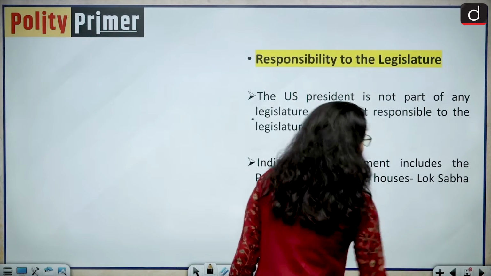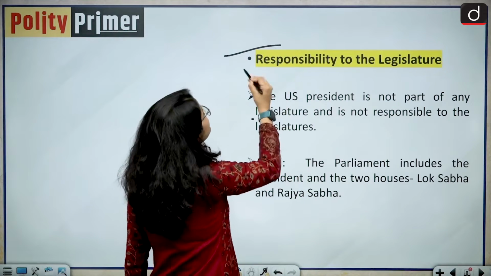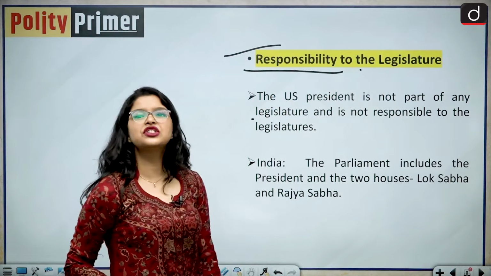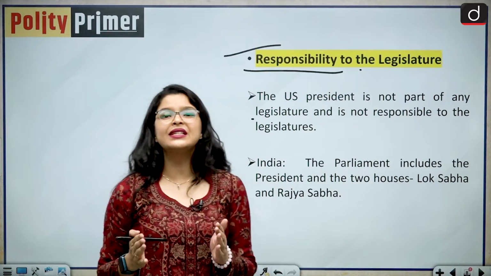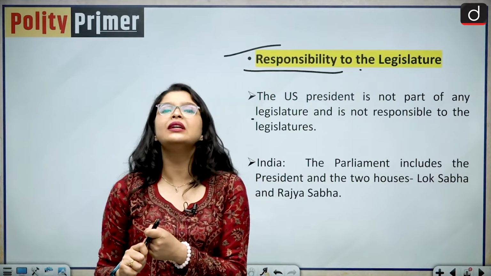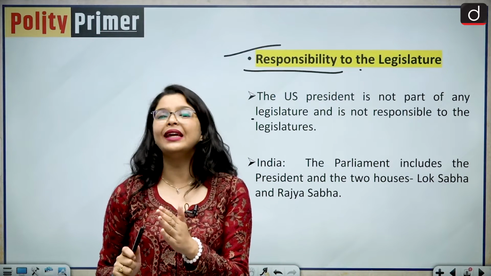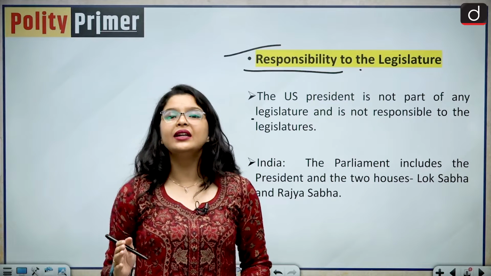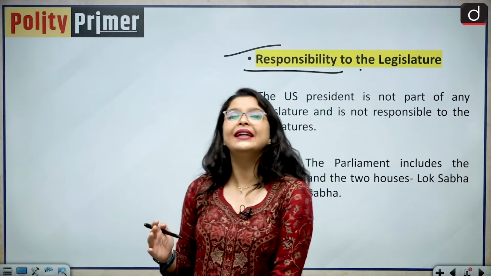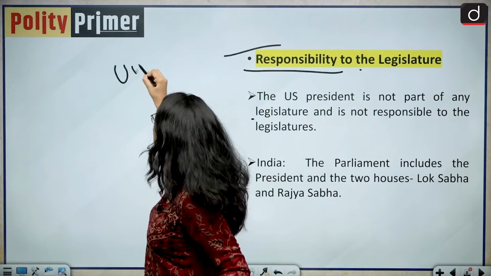Moving forward, there is a difference in the responsibility to the legislature as well. The US president is not responsible to the legislature. He functions very independently. On the other hand, the president of India is a part of the union executive.